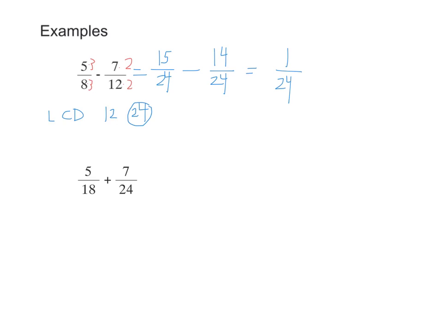Here's another example. This one gets a little bit more difficult because the numbers are larger. The least common denominator will be the lowest number that both 18 and 24 divide evenly into. I'll start with the biggest number, so I'll start with 24. 18 doesn't work, so I'll go to the next one, 48. Still, 18 does not divide into 48. Next one, 72. 18 actually divides into 72. So that will be my common denominator.